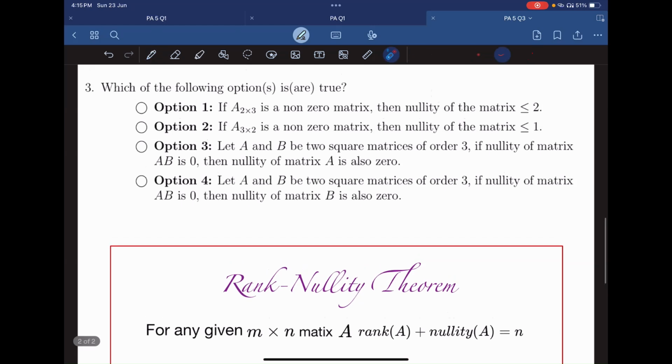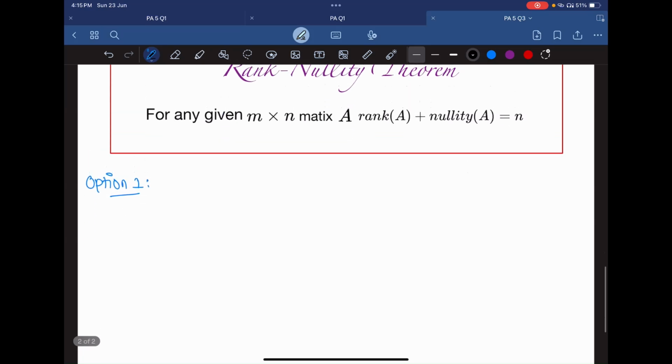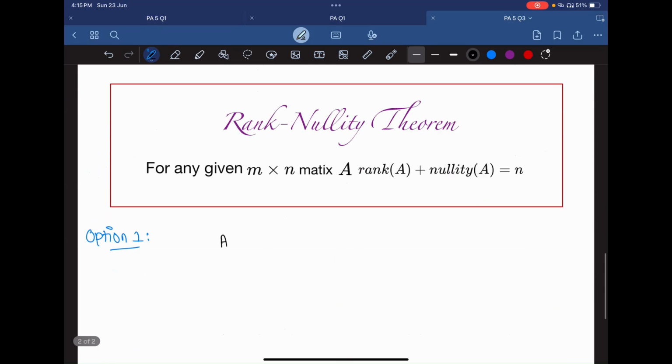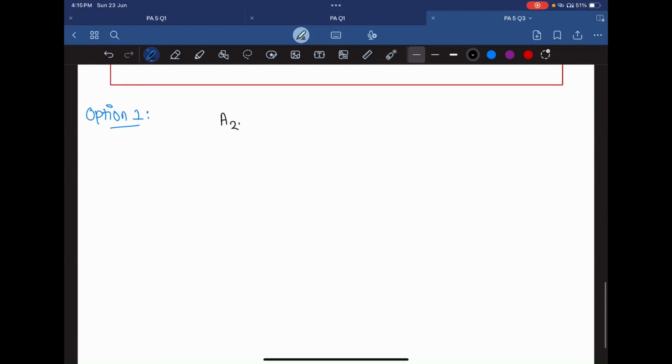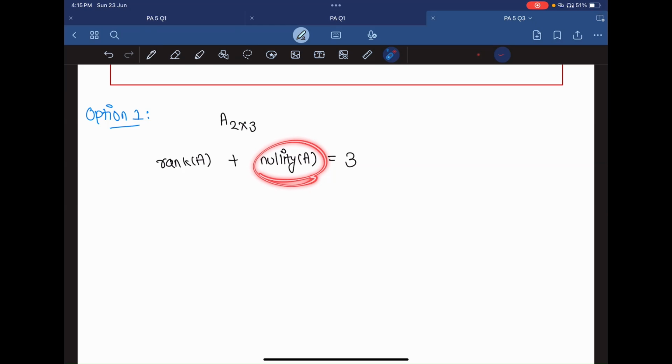So option 1 says if A is a 2 cross 3 matrix, which is a non-zero matrix, then the nullity of the matrix is less than or equal to 2. So this means we have to check the maximum possible nullity, and to check that, we have to find the minimum possible rank. So A is a 2 cross 3 matrix. From the rank nullity theorem, we have rank of A plus nullity of A is equal to 3, that is the number of columns. We have to find the maximum nullity. For that, we should have the minimum rank.